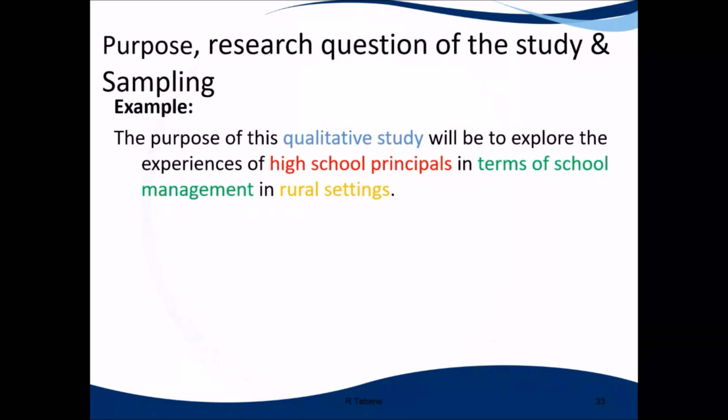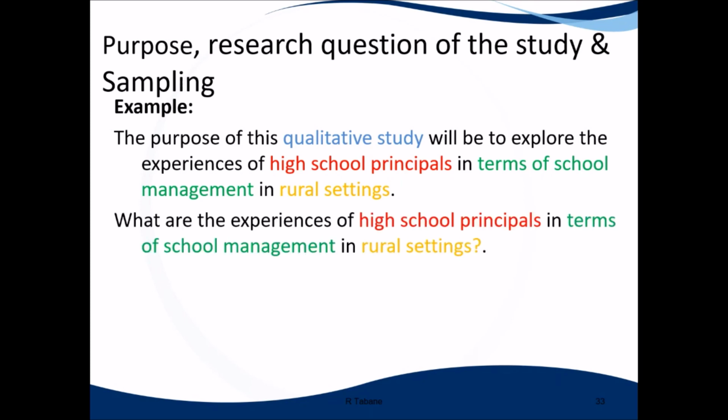There is that purpose statement of mine. The purpose of this qualitative study will be to explore experiences of high school principals in terms of school management in rural setting. Remember the six honest men: who, why, where, and how? Keep that in mind. So what is my question? What are the experiences of high school principals in terms of school management in rural settings?